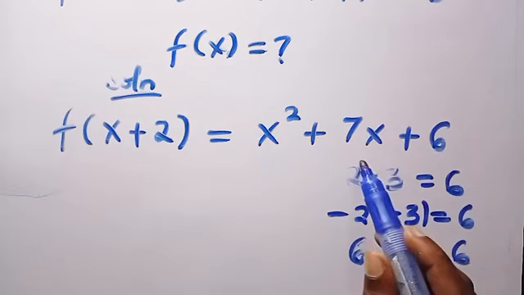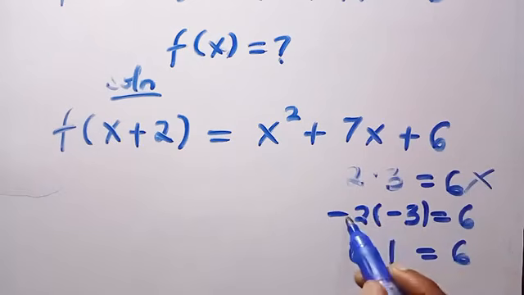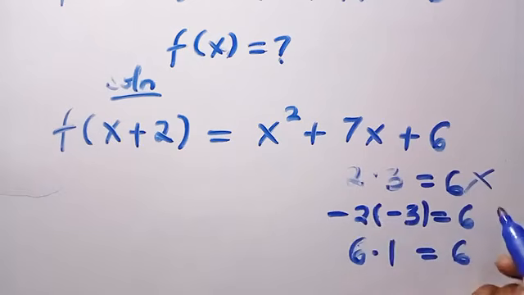But 2 plus 3 is 5. This is not it. Minus 2 minus 3 is minus 5. This is not it as well. We have to go for 6 times 1. 6 times 1 is 6, and 6 plus 1 gives us 7. So therefore, we go for 6 and 1.